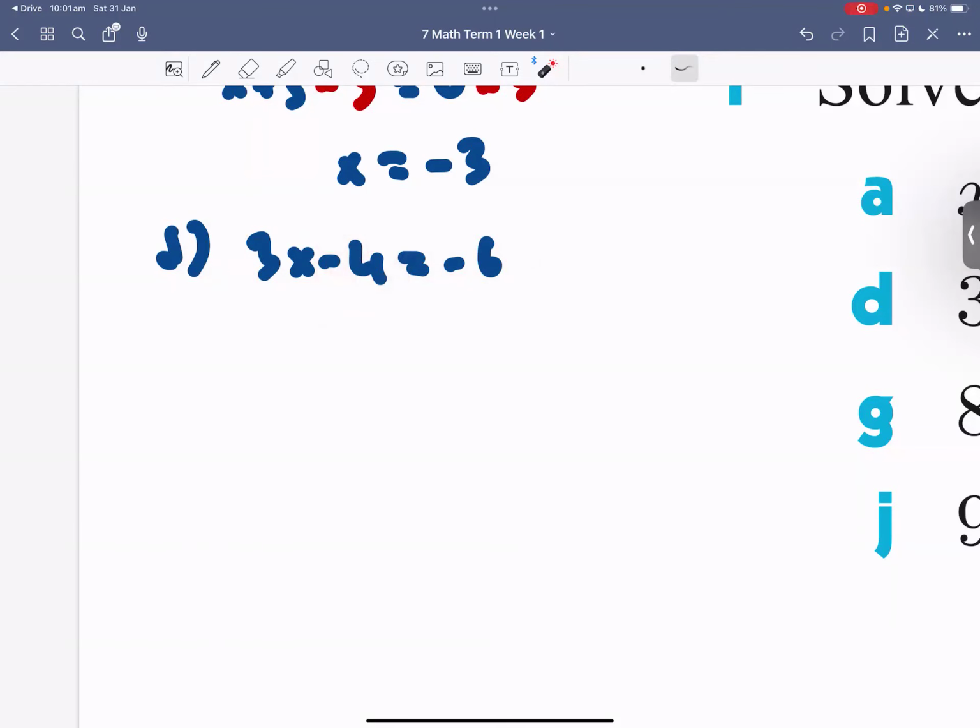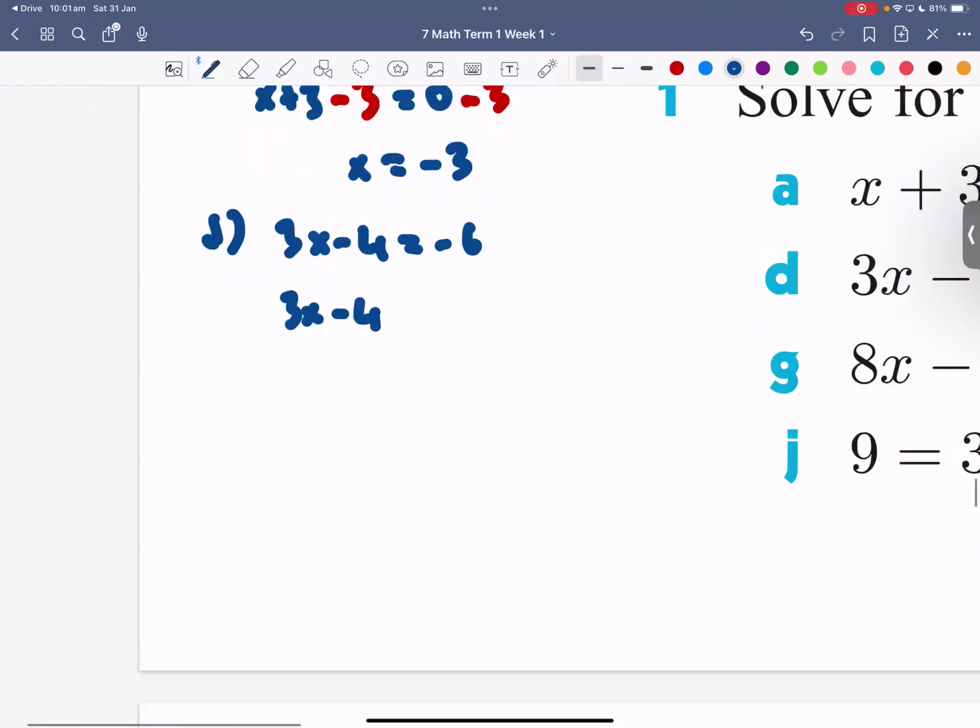And how did you tell me earlier you're going to get rid of a negative 4? Plus 4. So what you do is you do plus 4 on the left and you do plus 4 on the right. Whatever you do to the left side of the equation, you do the same thing to the right side of the equation. So then what does that actually mean 3x equals? Negative 2. Negative 6 plus 4 is negative 2.